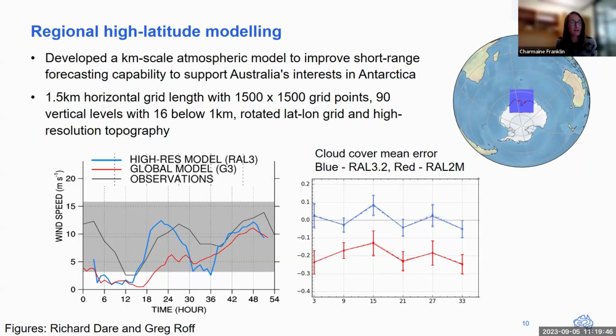So the work that we've done has demonstrated that there really is value in running these high resolution kilometre scale models compared to the global model, particularly for the wind speeds. So the plot on the left is looking at the wind speed for Mawson. So we have the high res model in blue, the global model in red, and the observations in black. And you can see that the high resolution model is much better able to capture the changes and the magnitudes of the wind speeds. We've also shown that the cloud cover in this new RAL 3.2 configuration does a much better job of representing cloud cover in the Antarctic region, which was underestimated in our earlier version called RAL2M. So that's the red colours there in the plot on the right. Next slide, thanks.